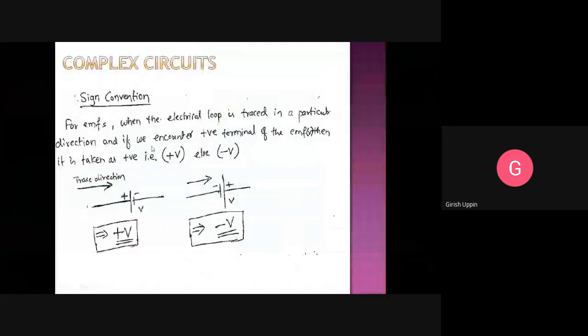All right, so this is the direction of tracing, and this is the EMF source, and you come across the negative plate of the EMF source, and let us say this is 50 volts, then you are going to take it as minus 50 volts. So this is the first sign convention for EMF. If you are tracing a particular electrical mesh, and you come across the positive plate of the EMF source, you are going to take that voltage as plus V. And if you come across the negative plate of an EMF source, you are going to take that EMF value as a minus value.